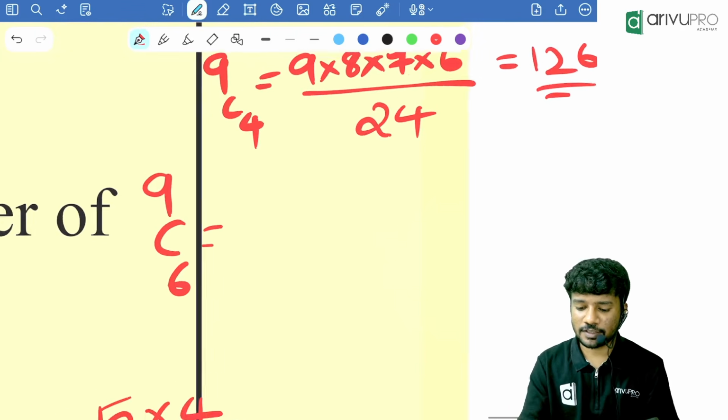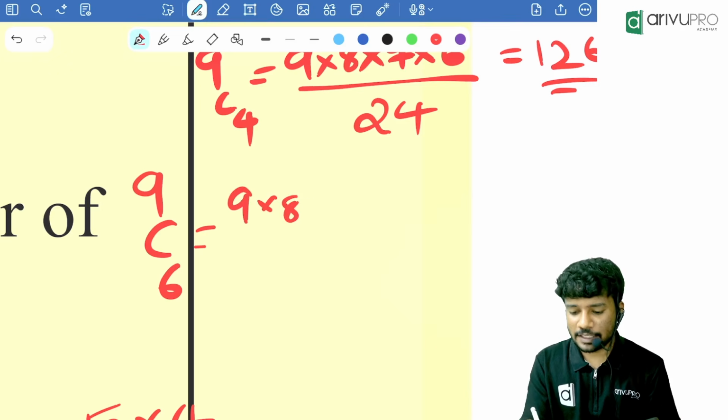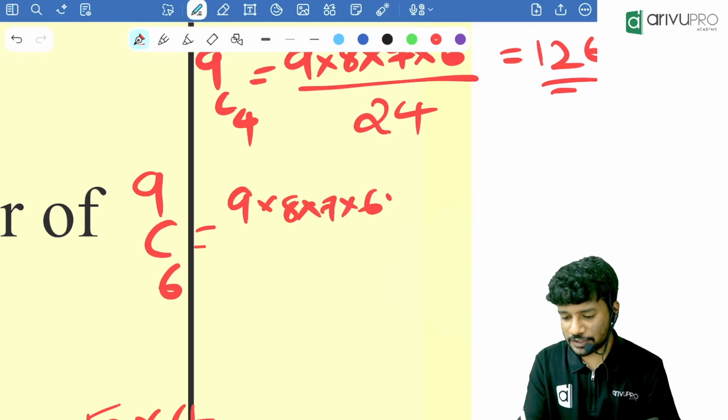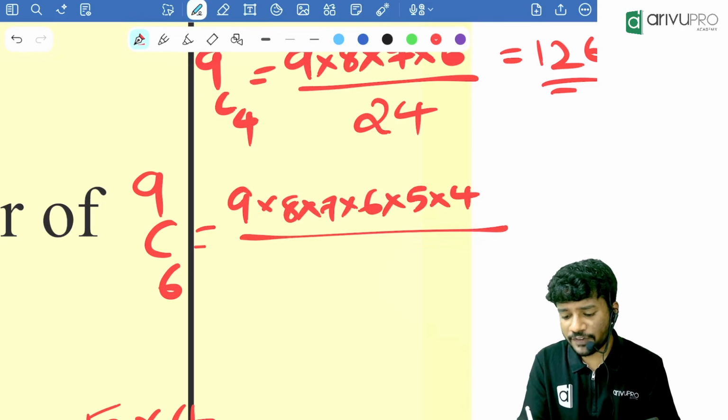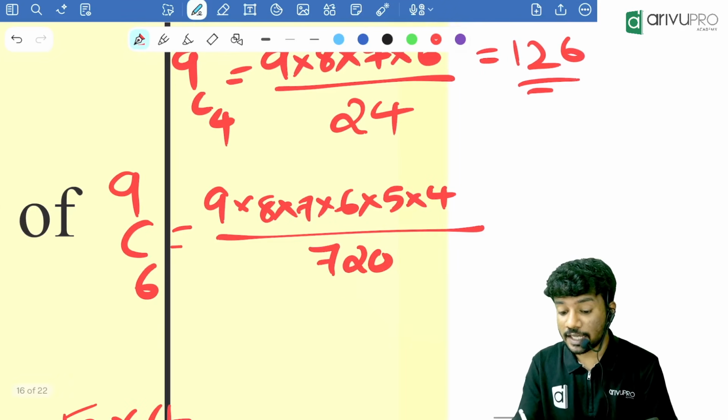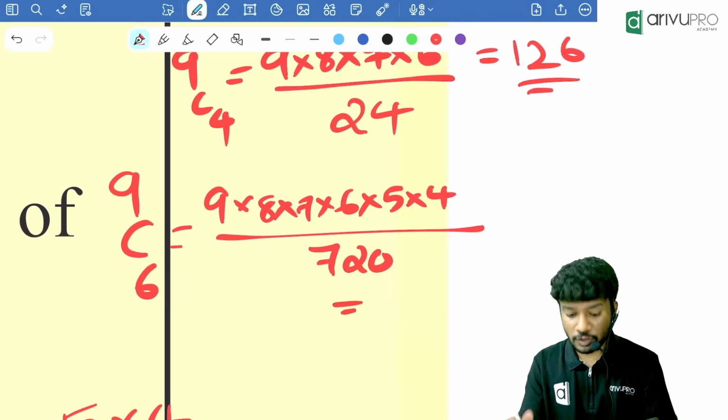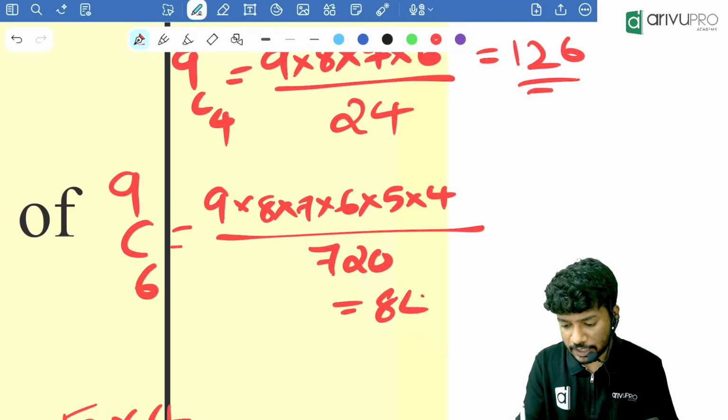9C6. How much is it? 9 into 8 into 7 into 6 into 5 into 4 divided by what? 6 factorial. 6 factorial is how much? 120. How much is the answer? 84. Yes, 84.